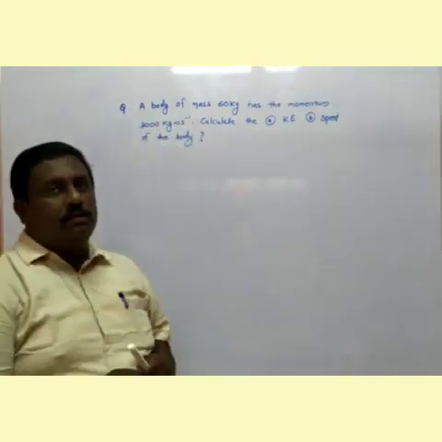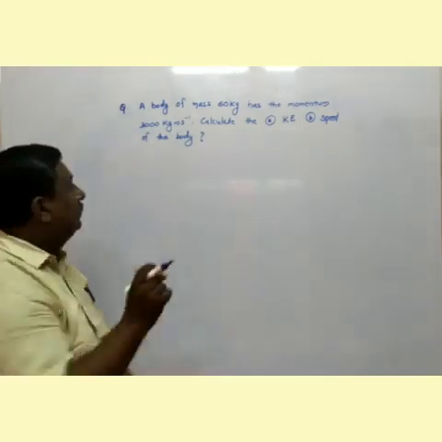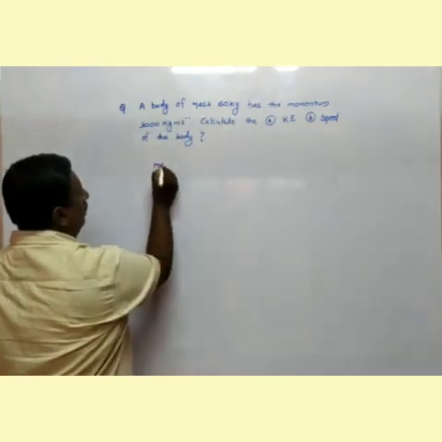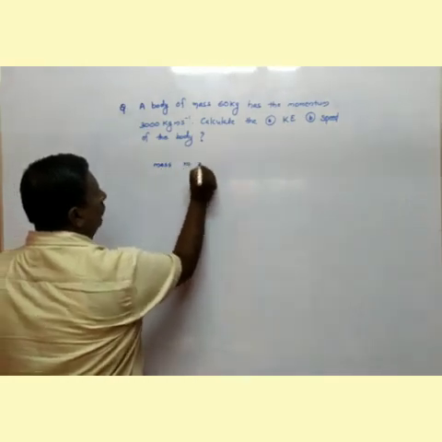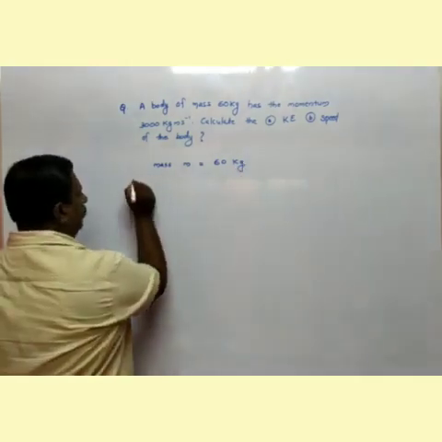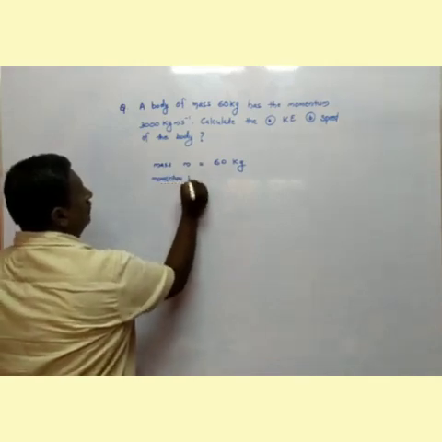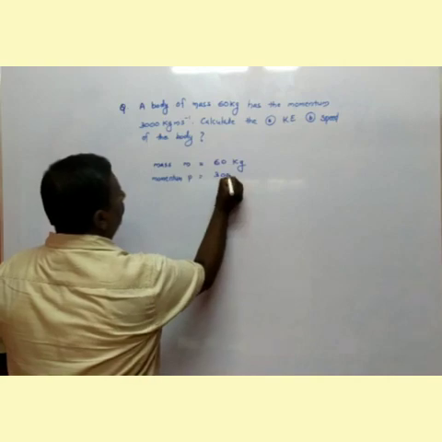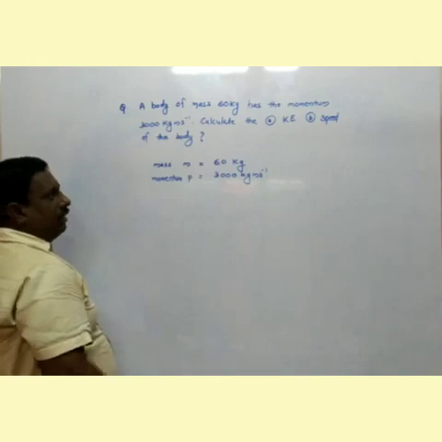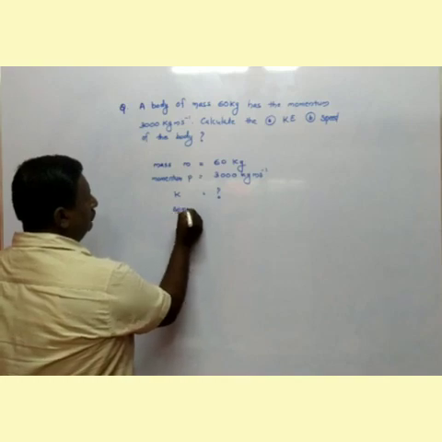As I told earlier, firstly you have to write the question number and then the given data. Here a body of mass 60 kilogram, so I will write mass m is equal to 60 kilogram, and the momentum P is equal to 3000 kilogram meter per second. And we have to find out the kinetic energy and speed.